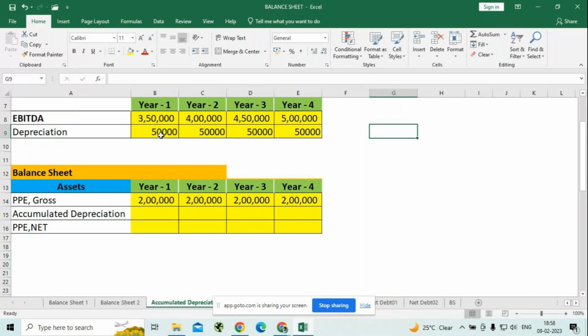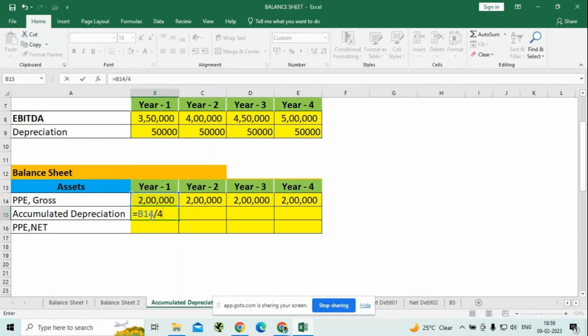So here the value of an asset is not going to remain the same for all the years. As usage happens every year, the value of an asset keeps getting reduced, so that once it reaches the end of its life, it is going to be a null value. So here, let us take the value of an asset as 2 lakh divided by 4.